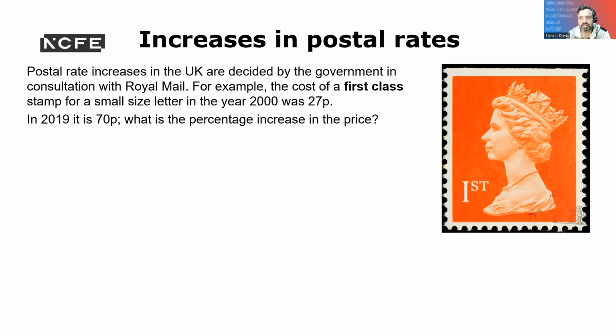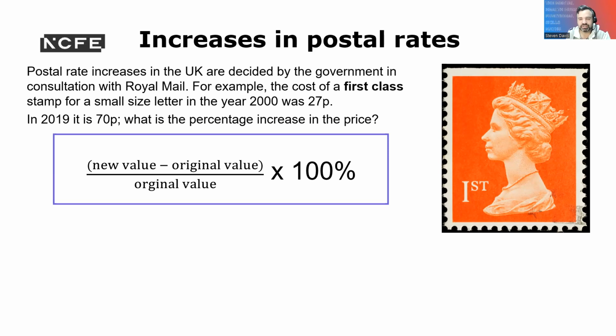Okay, so increase in postal rates. Postal rate increases in the UK are decided upon by the government in consultation with Royal Mail. For example, the cost of a first-class stamp for a small business letter in 2000 was 27p. Good Lord. It's not that now, is it? It's nearly £1 something. And in 2019, it was 70p. What is the percentage increase in this price?